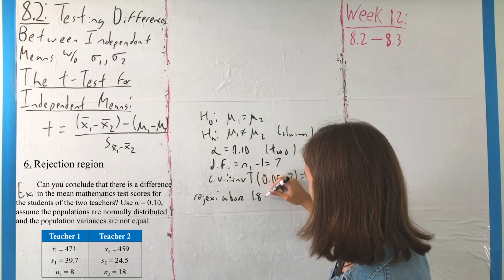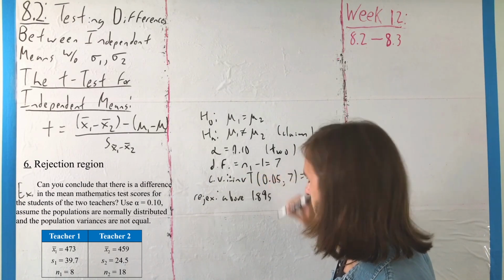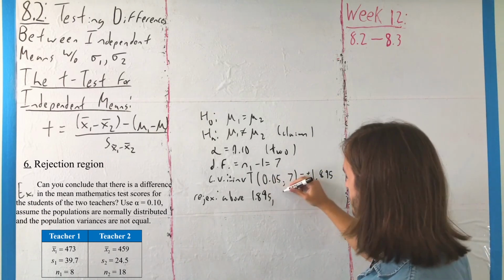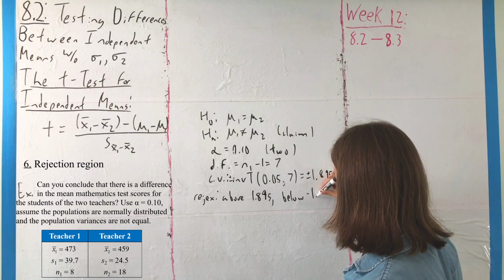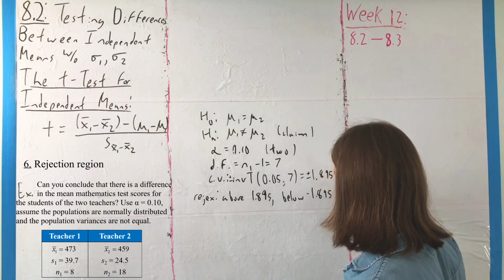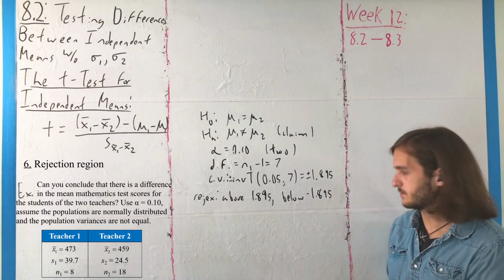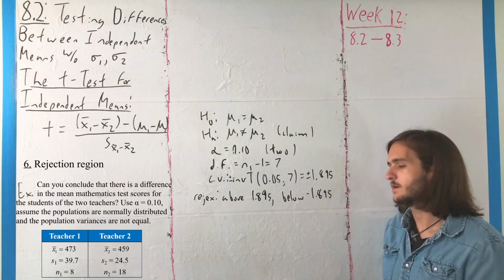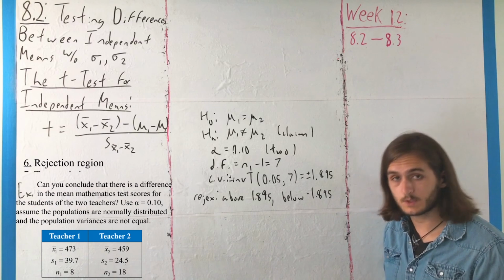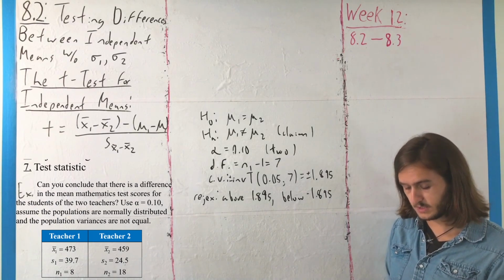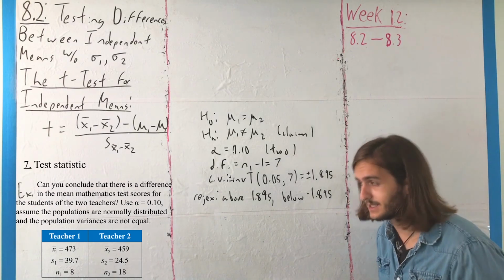So our rejection regions will be above 1.895, that is greater than or equal to 1.895, and below negative 1.895, so less than or equal to negative 1.895. Those are our rejection regions, and then from there, once we have our critical values and rejection regions, we can do some test statistic flavored things.